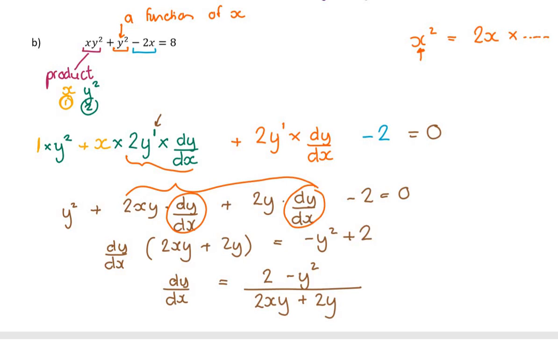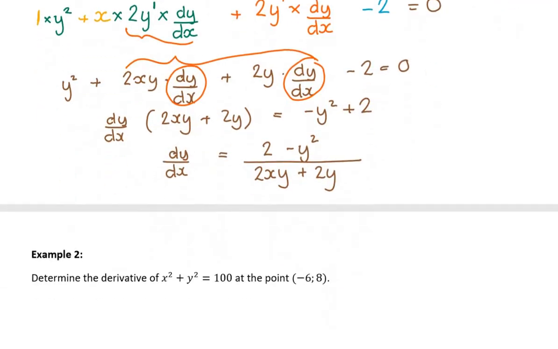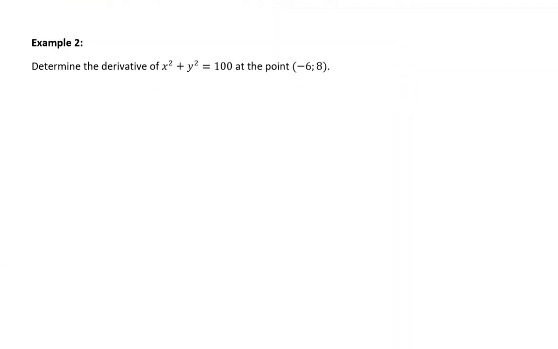Again, you'll notice dy dx depends on x and y. If it doesn't depend on x and y, then we probably could have done normal differentiation, because we would have been able to isolate y then from the beginning. So it's always some type of mixture. Okay, let's do another question.